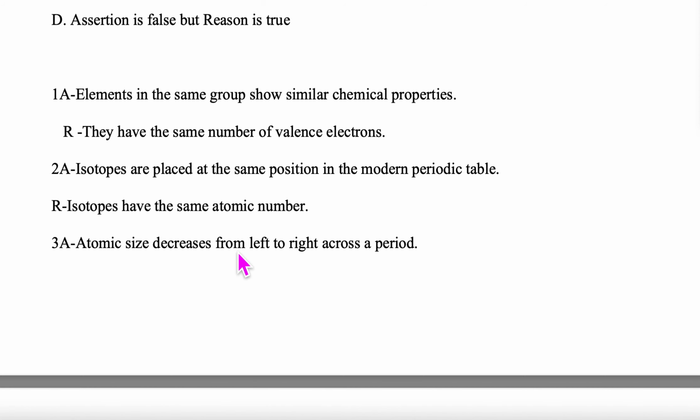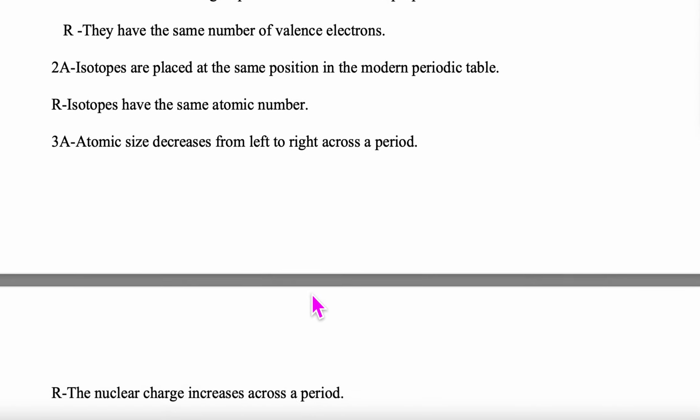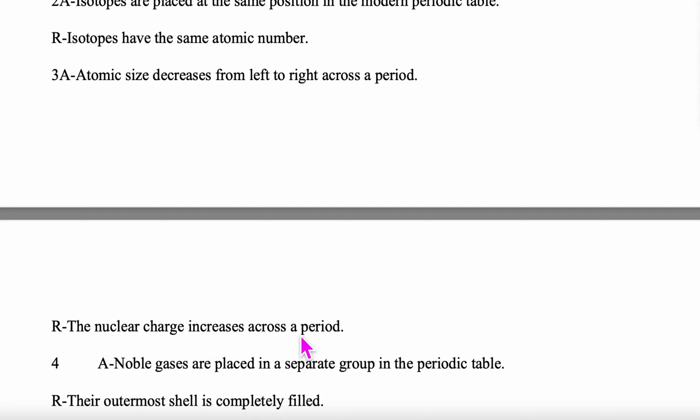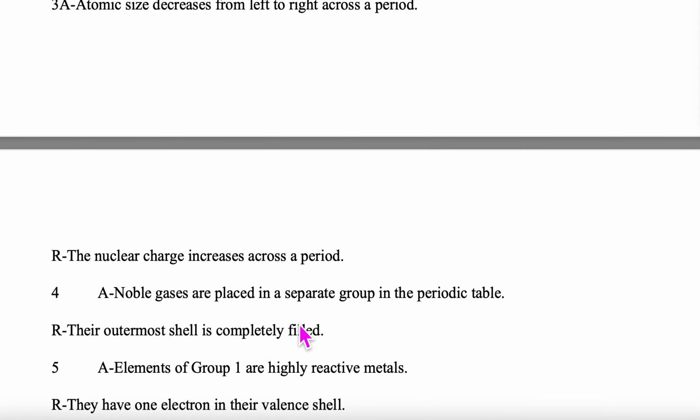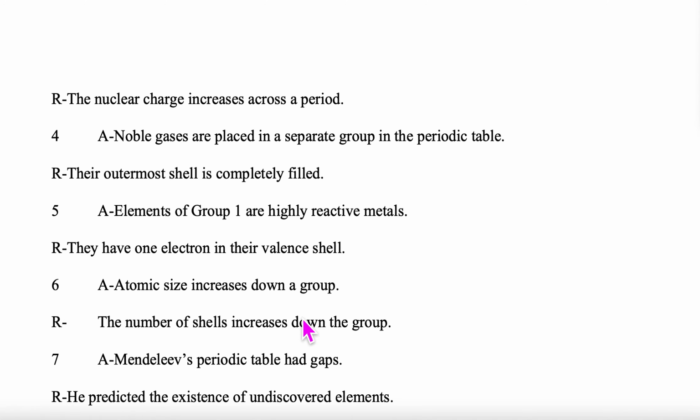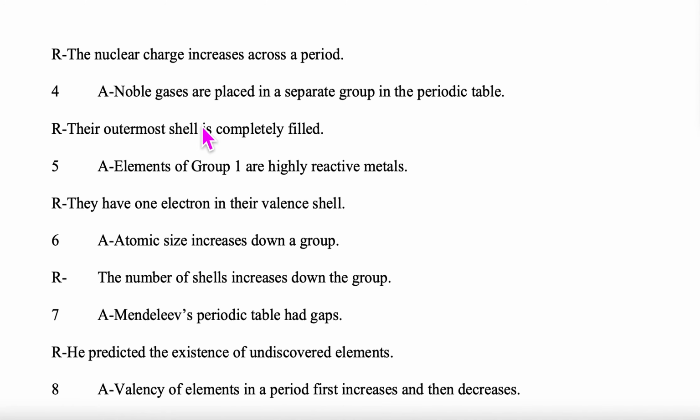Atomic size decreases from left to right across the period. Just now I showed you, they become like this, smaller size. Reason nuclear charge increases is correct. All of them are correct, A only option. Noble gases are placed in separate group.